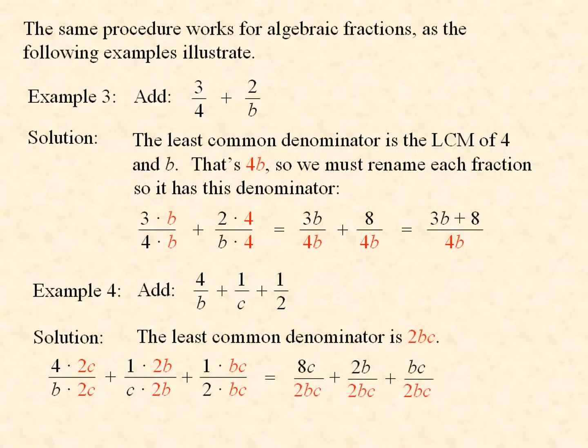Then the fractions are 8c over 2bc, plus 2b over 2bc, plus bc over 2bc. And we add the numerators, and that gives us the answer: 8c plus 2b plus bc over 2bc.